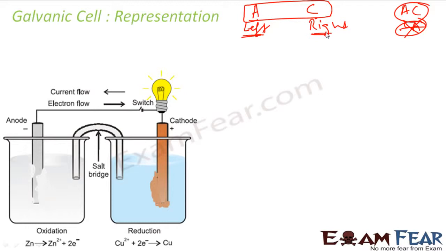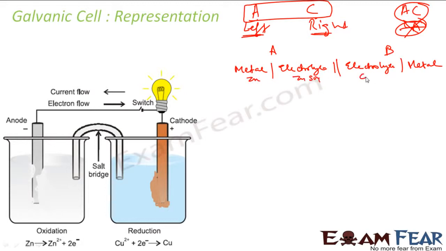Now the galvanic cell is represented by putting vertical lines between the metals and the electrolyte. So for example, I have a metal. I'll put a vertical line and I'll put the electrolyte. This will be for the anode. And then there will be another electrolyte for the cathode. I'll put a double vertical line, and I'll put an electrolyte here. And then there will be another metal on the right side. For example, here it will be the metal zinc, here I have zinc sulfate, here I have the electrolyte copper sulfate, and here I have the metal copper.